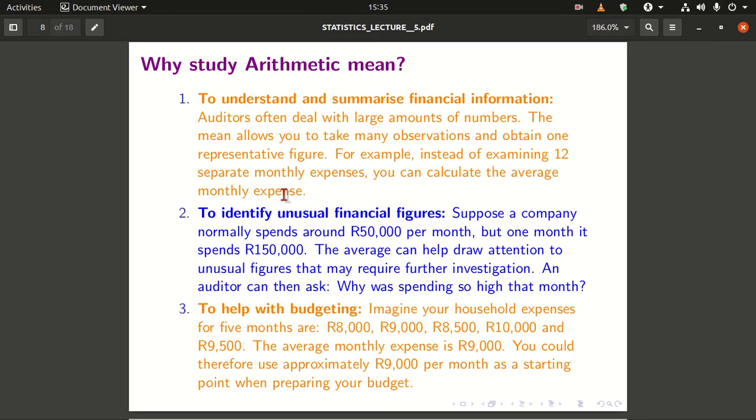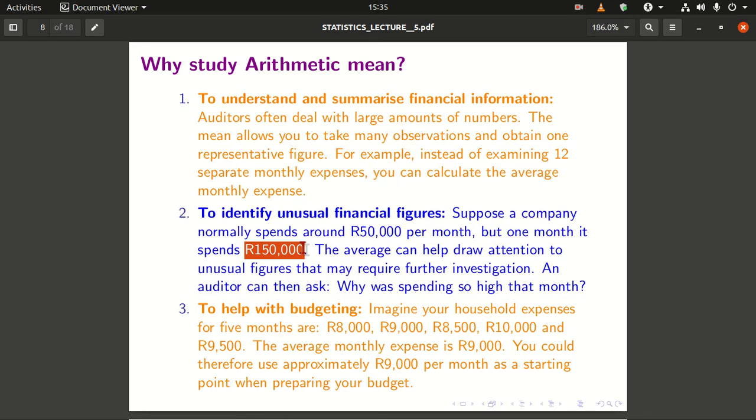Let's say you have had this company for a couple of months now, or maybe years, and you have been collecting expenses, right? You always spend this much, and let's say on average you find out that you usually spend 50,000 per month. When you spot that in one month the total expenses go to 150,000, your mind is going to be alarmed.